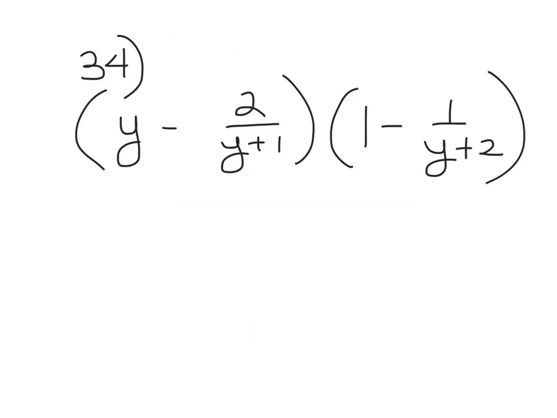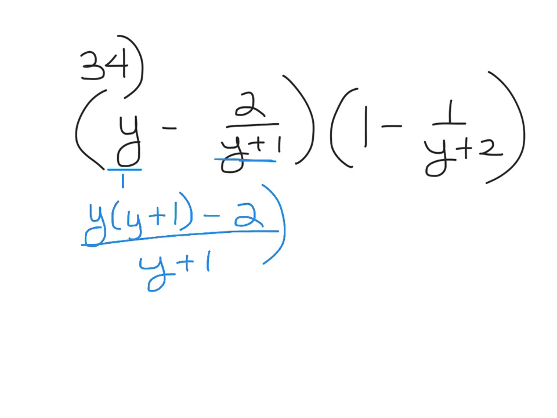The next one we wanted to work out is number 34. I'm going to do the same thing that I just did, and I'm going to find a common denominator within each parentheses. So this will be the common denominator for the first parentheses. So this first fraction, this y, is missing y plus 1 because it's got a 1 there. And then over here it's minus 2. And then the denominator is y plus 1.